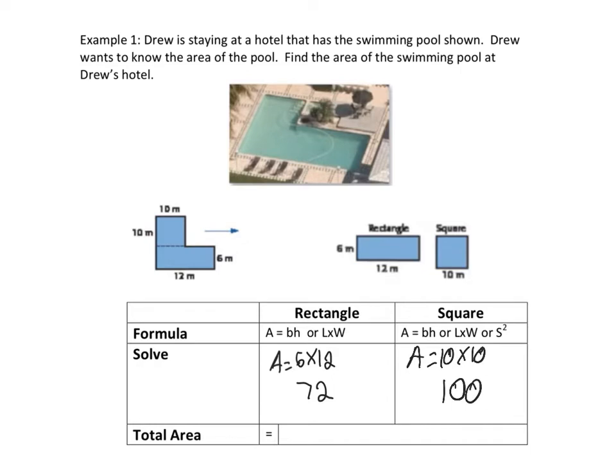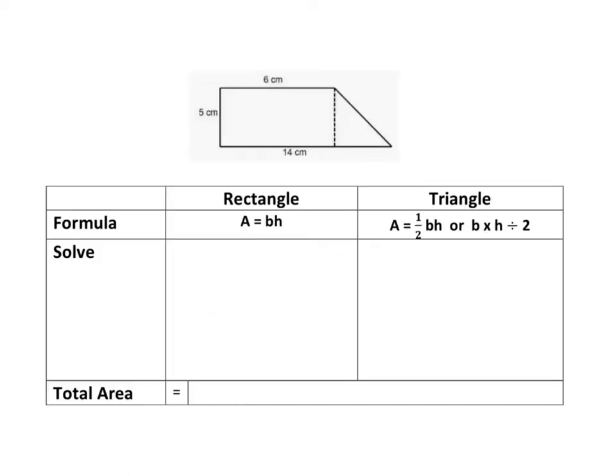Now we need to find the total area. We do that by adding the two areas together. So we have 72 plus 100 to get 172. It is meters. And when we find area, we have to square the unit of measure. So 172 meters squared.